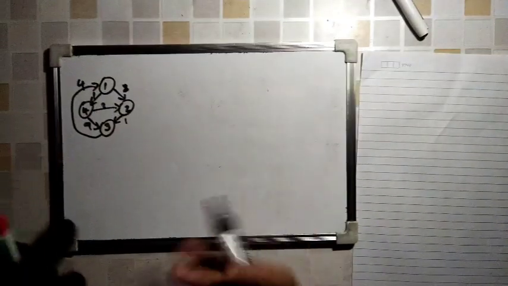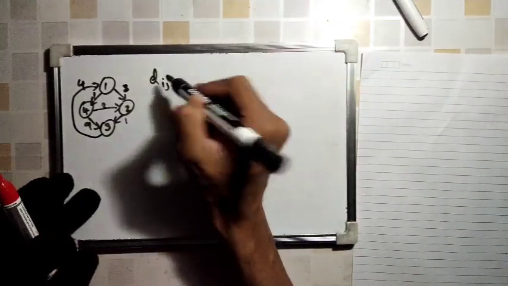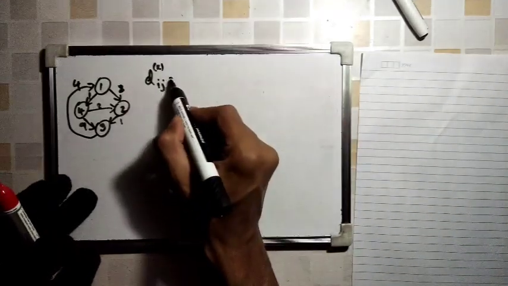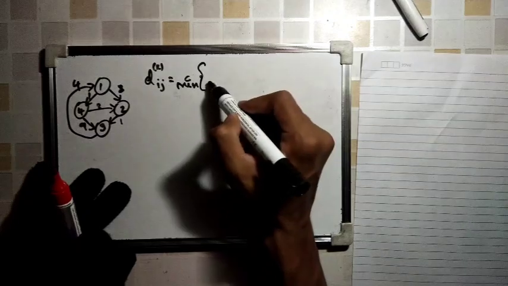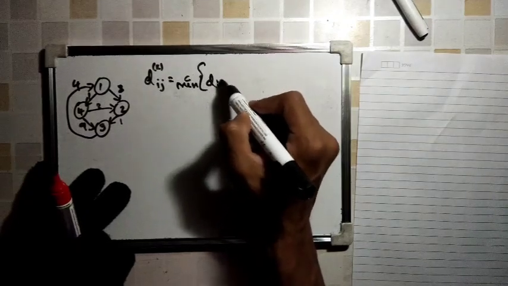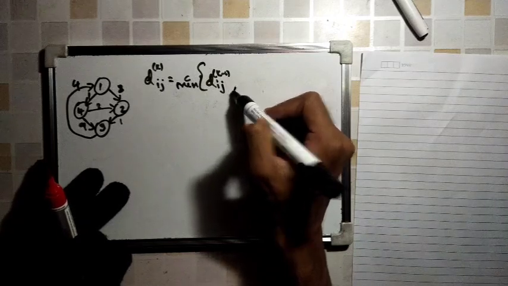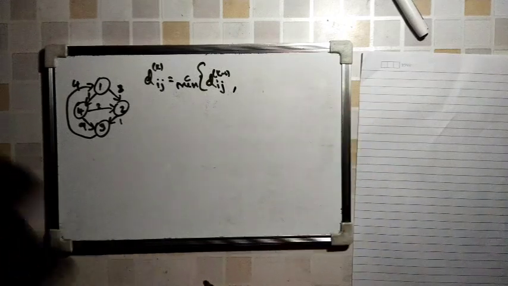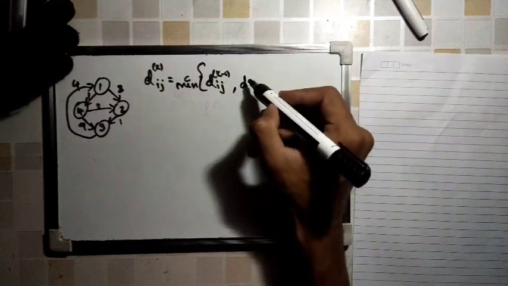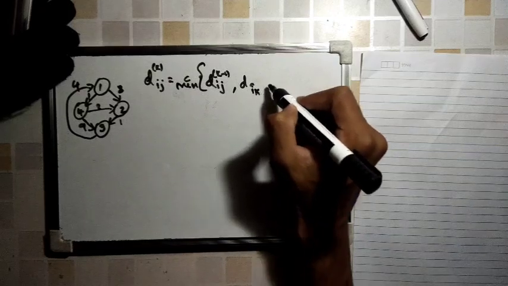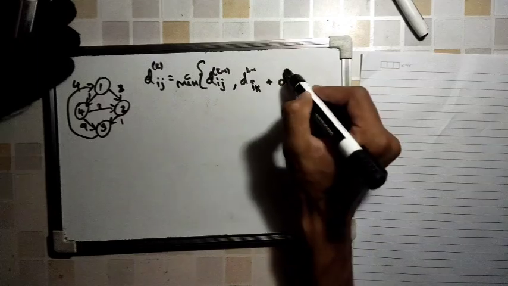Now let me write the formula for this. d of ij of k is equal to the minimum of d of ij of k minus 1, that is nothing but the previous value which it was actually having. If it is not there, then it will be by default 0 or infinity, or else it will be the same. And here, d of ik plus d of kj, and here it will be k minus 1, k minus 1.